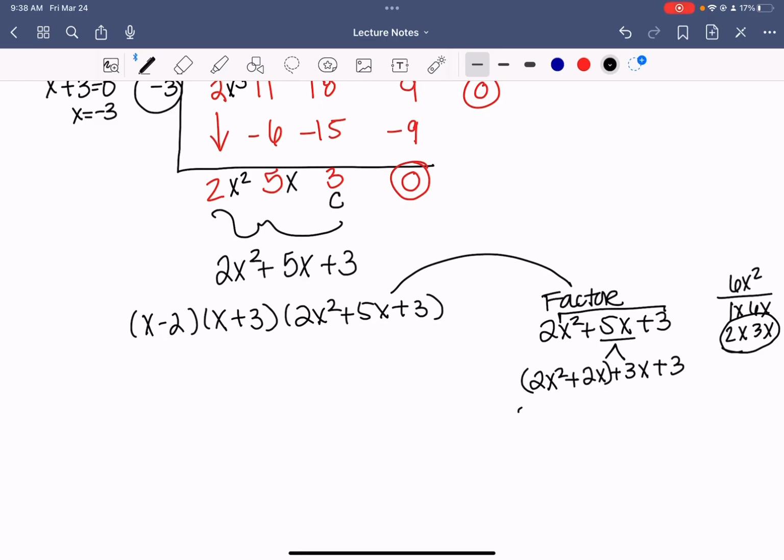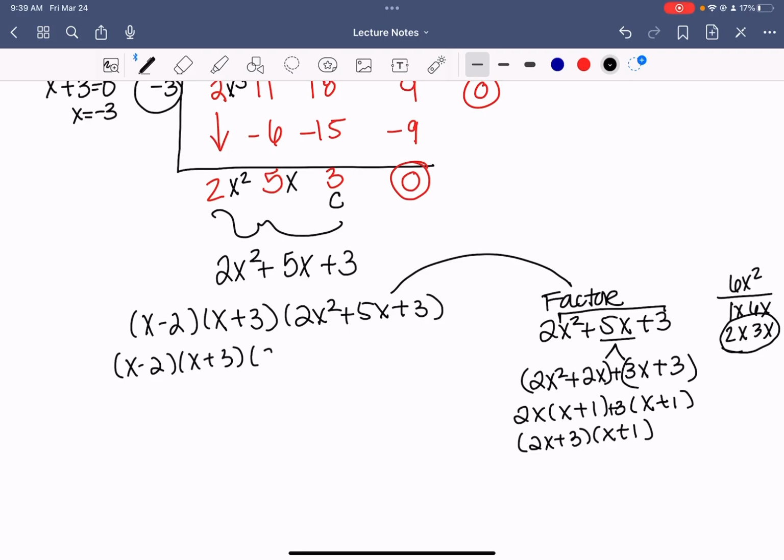Look at your front grouping. We can pull a 2x out. That gives me x plus 1. Look at your back grouping. You can pull a 3 out, which gives me an x plus 1. So that factors into 2x plus 3 times x plus 1. So you've definitely got to retain those skills from working with those quadratics. The complete factorization of this would then be x minus 2, x plus 3, 2x plus 3, x plus 1. So that's our complete factorization, taking it down to your linear terms.